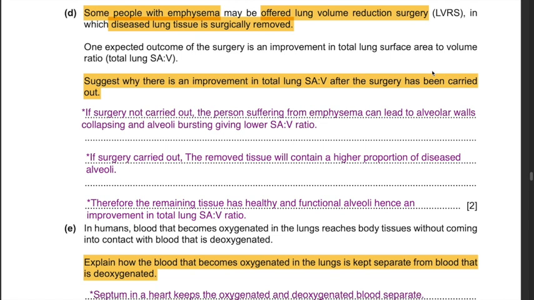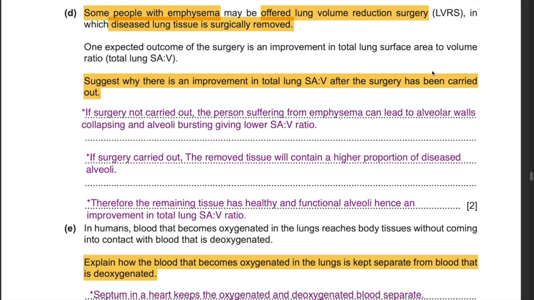If surgery is carried out, however, the removed tissue will contain a higher proportion of diseased alveoli, because the surgery itself is about removing part of the lung tissue which is diseased. Thus, the removed tissue will contain a high proportion of diseased alveoli. Therefore, the remaining tissue has healthy and functional alveoli. Hence, an improvement in total lung surface area to volume ratio. It won't be as bad as a person not having surgery.